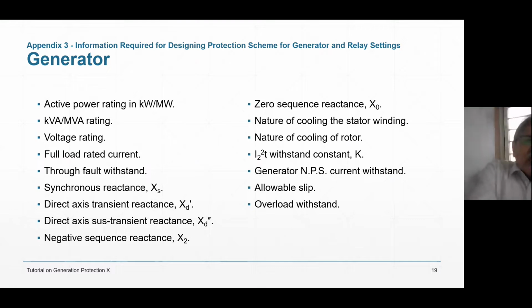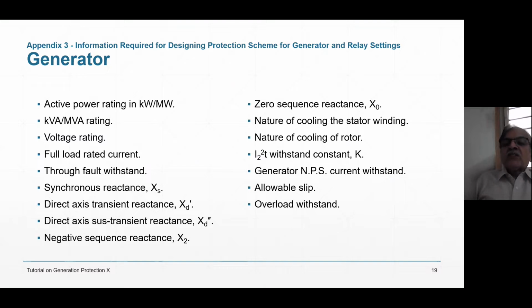So what you need is the active power rating in kW or MW, and the kVA rating, kVA for small generators and MVA for large generators. Voltage rating of the generator. Full load rated current of the generator. Through fault withstand. Synchronous reactance XS. Direct axis transient reactance XD dash. Direct axis subtransient reactance XD double dash. Negative sequence reactance X2. Zero sequence reactance X0.